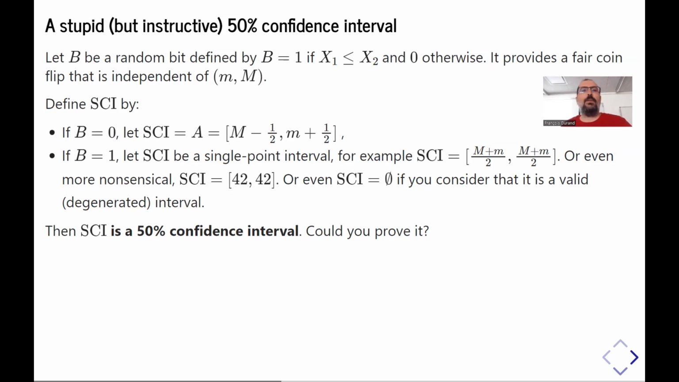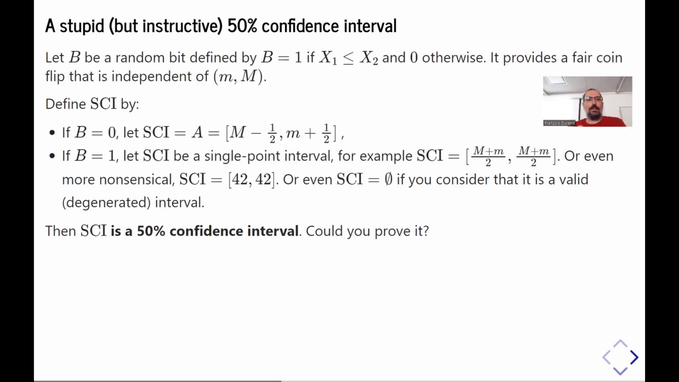The probability that x1 is equal to x2 is 0. So we have really one chance out of 2 that B is equal to 1 or to 0. It is also independent of my little m and big M, because everything is symmetric. So knowing little m and big M, they can be x1, x2, or x2, x1 with equal probabilities.